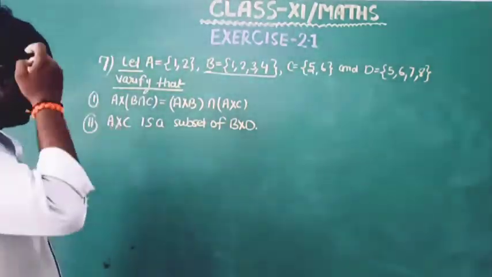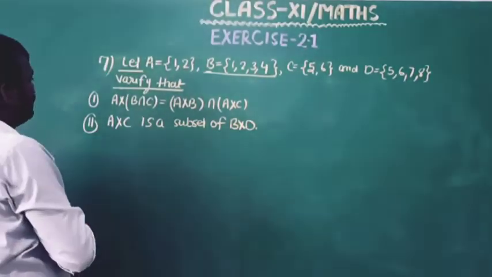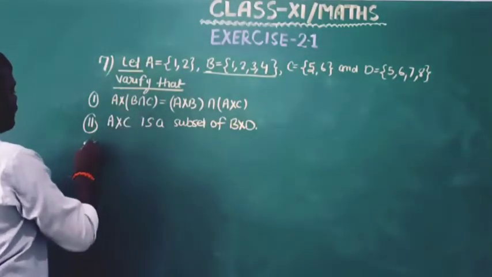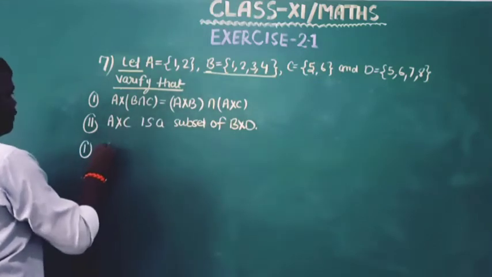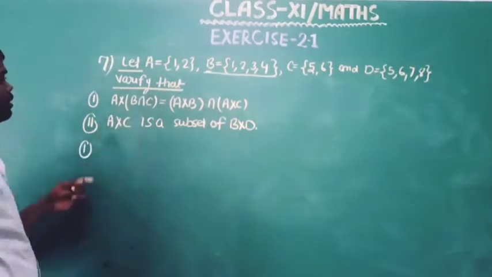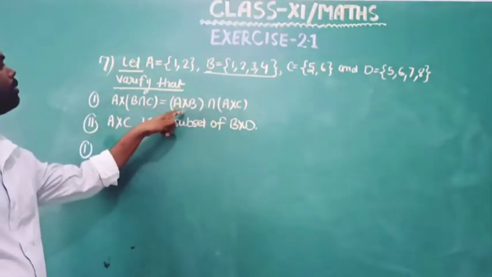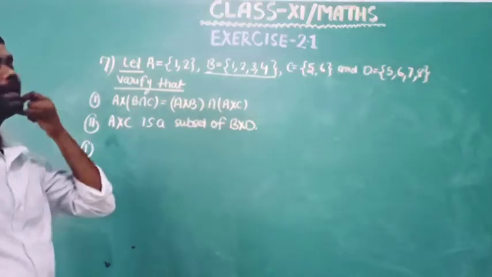So to verify: A cross (B union C) is equal to (A cross B) intersection (A cross C).